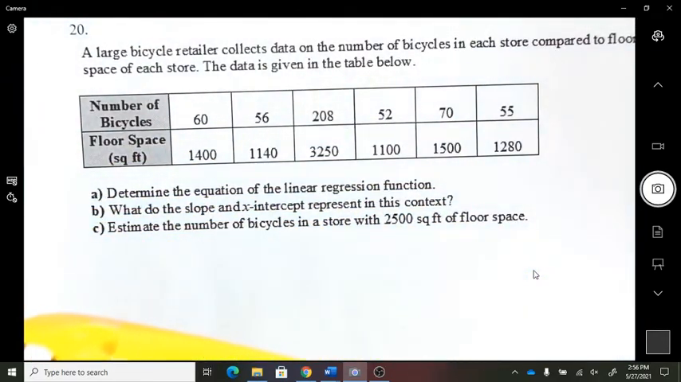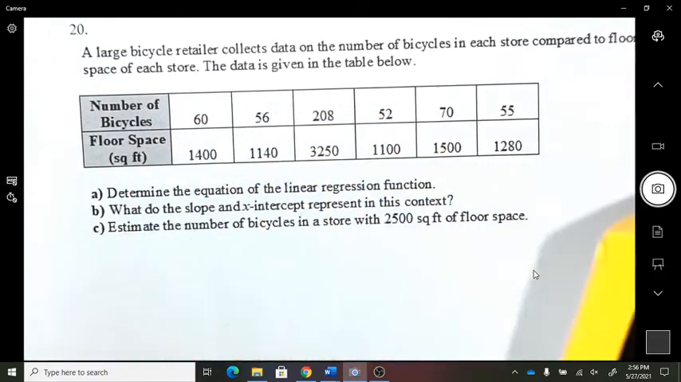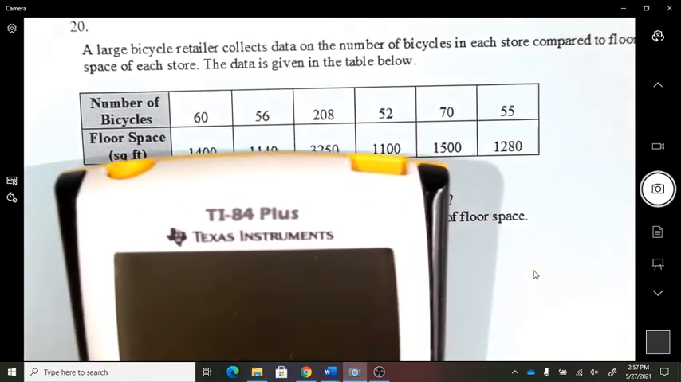So is it the number of bicycles? The top one's going to be L1? Yeah, L1 is going to go 60, 56. L1, L2, stat, edit. Okay, so we have bicycles, and however many bikes they have is going to determine the floor space they need in their store. Okay, what do we do?